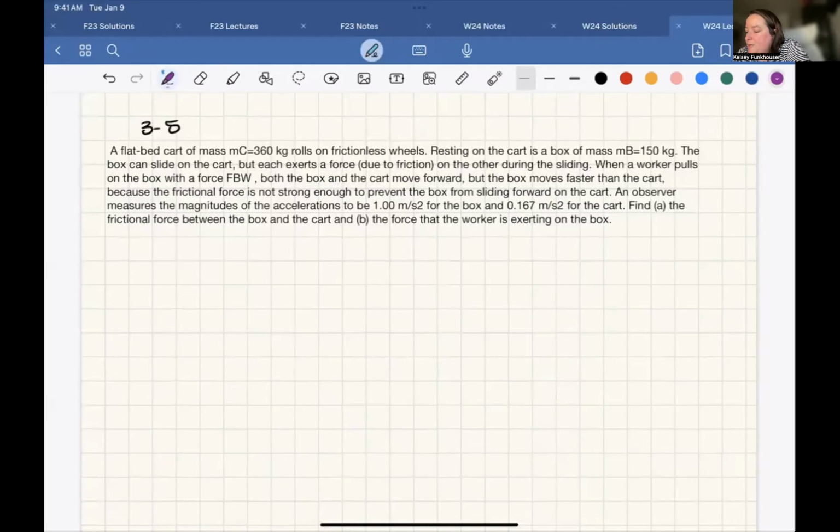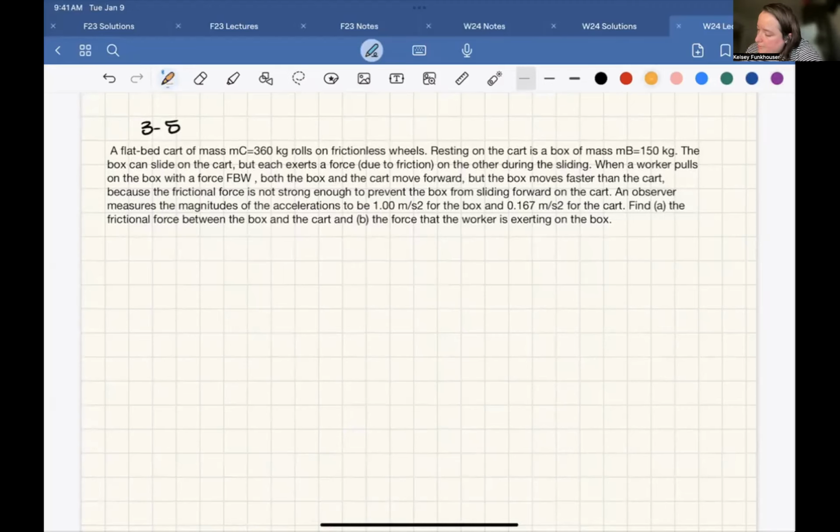An observer measures the magnitude of the accelerations to be 1 meter per second squared for the box and 0.167 meters per second squared for the cart. So we're asked to find the friction force between the box and the cart and the force the worker is exerting on the box.